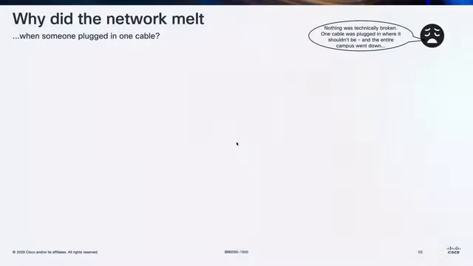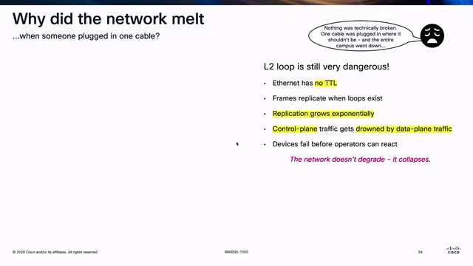So, why did the network melt? Apparently nothing happened, but we needed additional port density. Someone brought the old switch from our lab, and everything died, right? So we already know what happened. A network layer 2 loop occurred. And why did it occur?